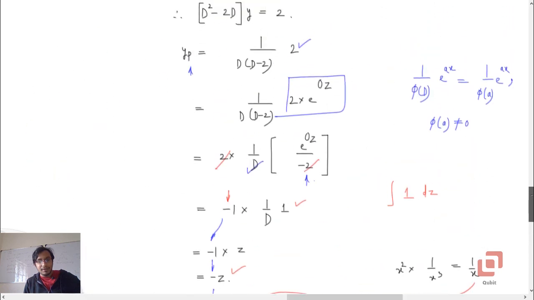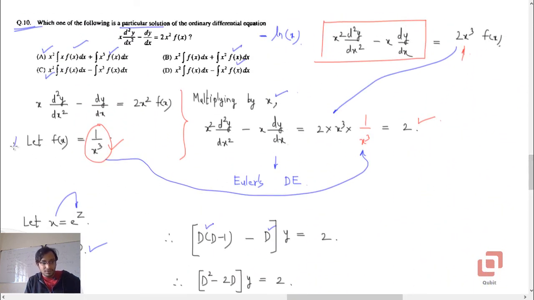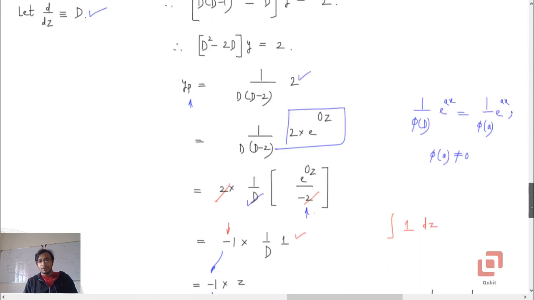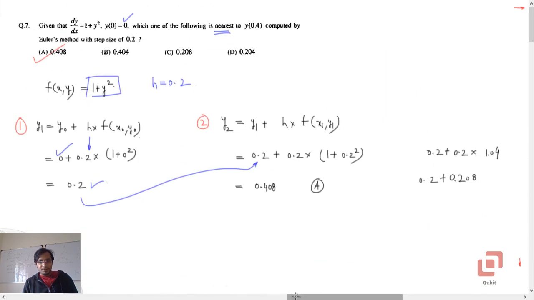So by selecting the function as 1 upon x cubed for our convenience, and by multiplying the differential equation by x, we have got the answer to question 10 as option D. Fine. Let's now go to the last question, which I guess is based on partial differential equations.